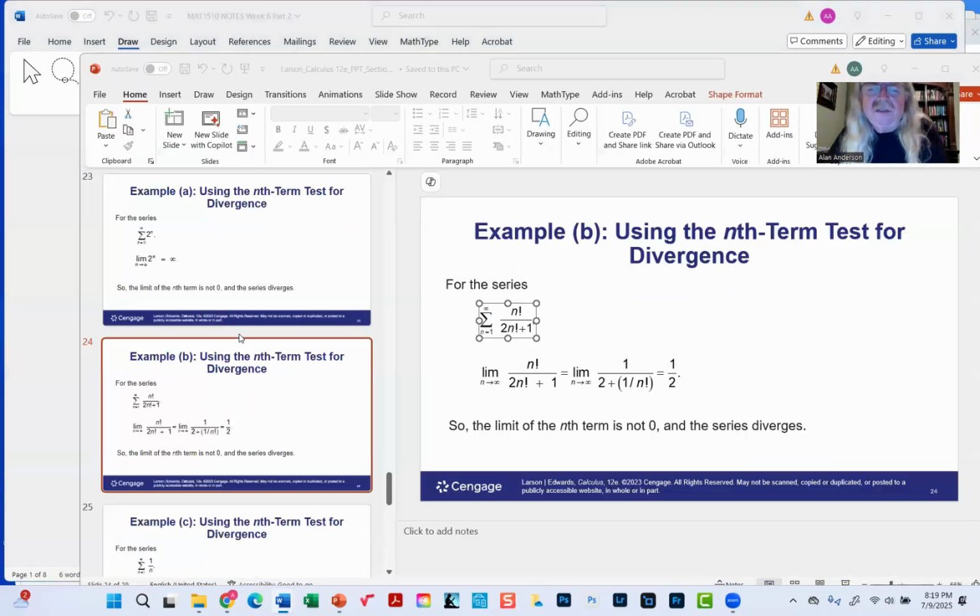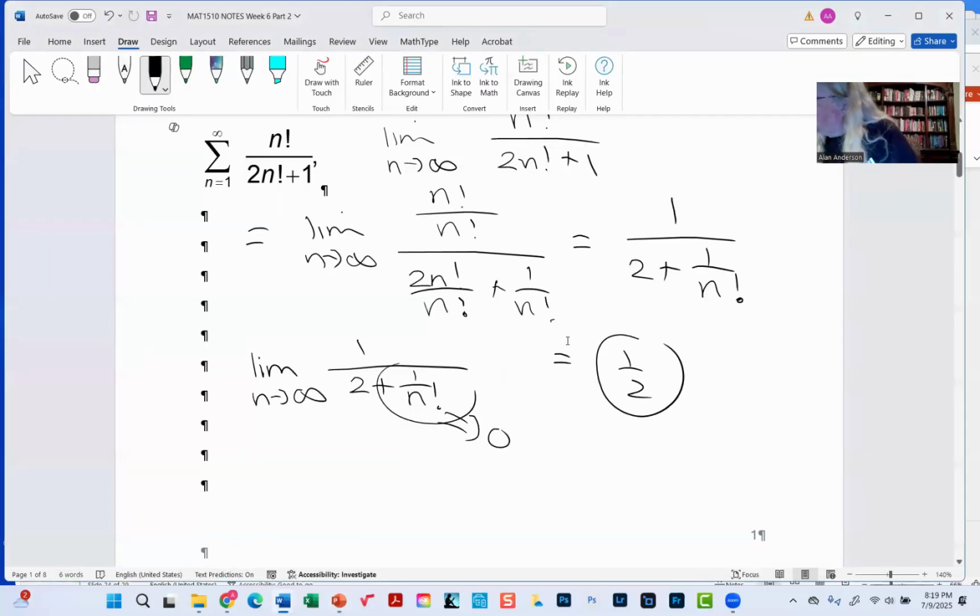So what that tells us is that the limit of the nth term is not 0. Okay, so since this limit is not 0, the series diverges.